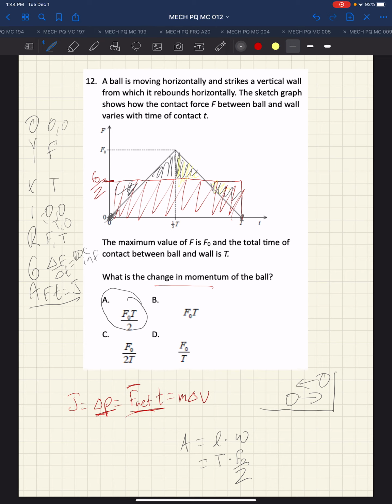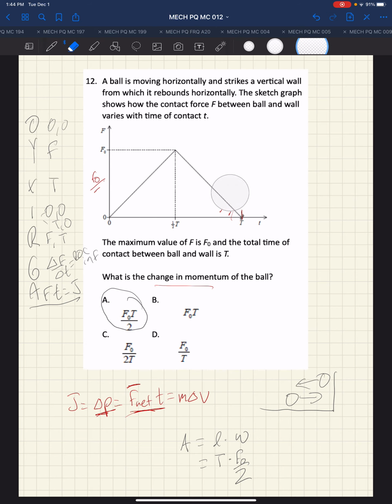And if we wanted to look at the other answers a little more closely to rule those out, which we should do, F0 times T would be this area. So that's out. F0 divided by 2T wouldn't have the right units, so that's out. That would be like the rate of change of force.